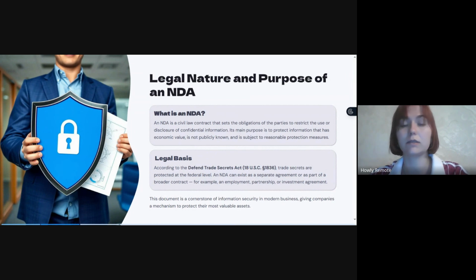In the United States, the Defend Trade Secrets Act, or DTSA, provides rules for protecting trade secrets, which are a type of confidential information. An NDA can be signed as a separate contract or included as part of another contract, such as an employment contract, partnership agreement, or investment agreement, for example. In any case, the purpose remains the same: to prevent unauthorized disclosure or use of confidential information.